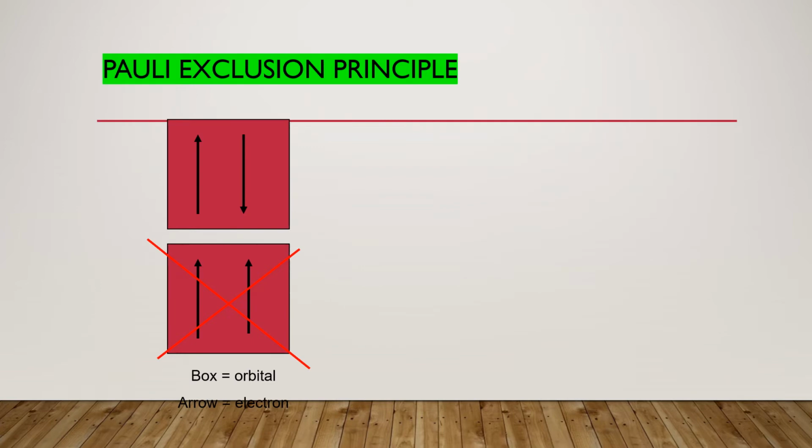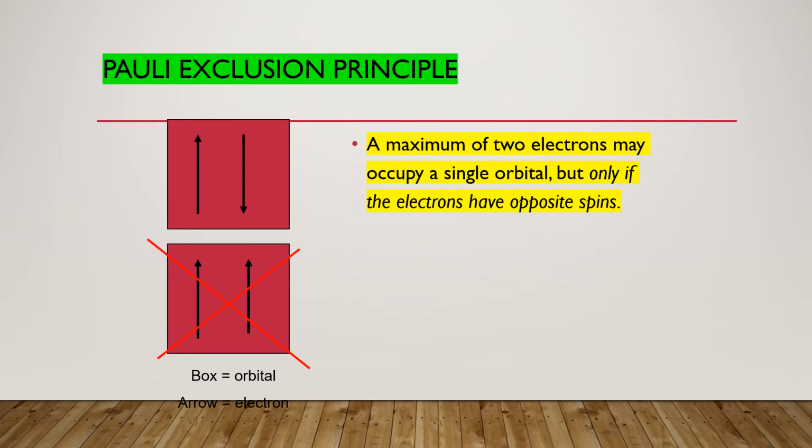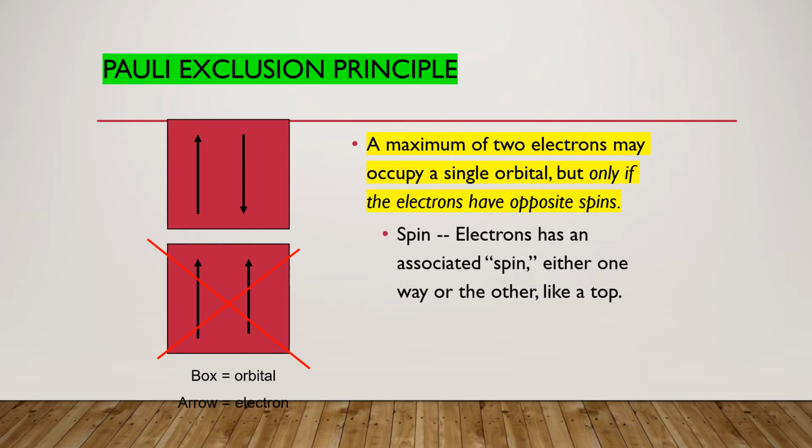All right, the Pauli exclusion principle says that a maximum of 2 electrons may occupy a single orbital, but only if the electrons have opposite spins. So, what's that saying for us? That's saying we have an orbital, and in that orbital, we can only put 2 electrons. The way that we show they have opposite spins is I draw an arrow like that. I only draw half of the top. That's just how most people do it. This one drew both arrows either way.